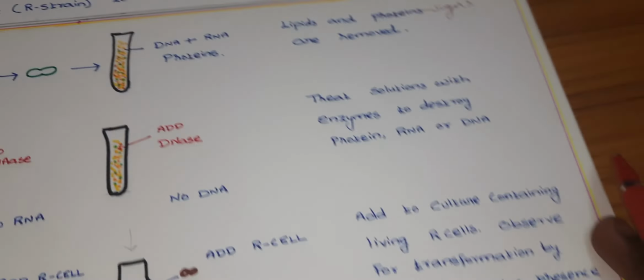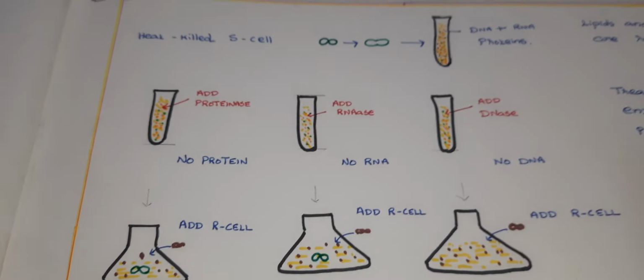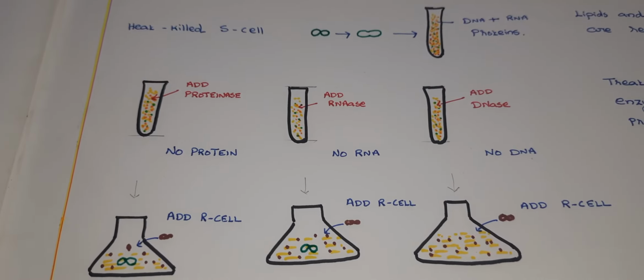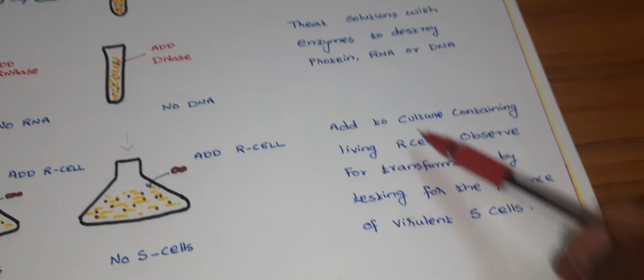Okay, so this is what the Avery, MacLeod and McCarty experiment deals with. Now I hope you understood the logic of this experiment and how they arrived at the conclusion that DNA is the genetic material.